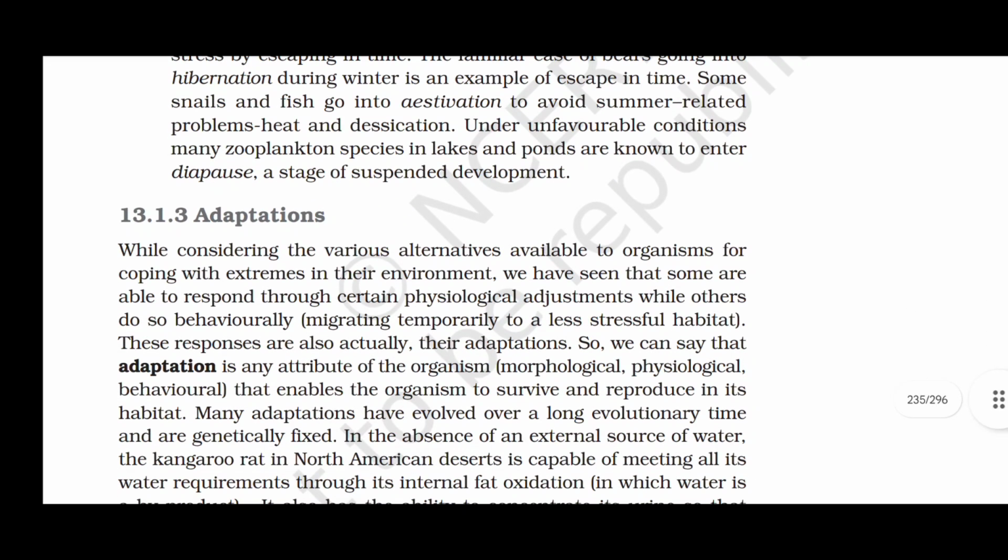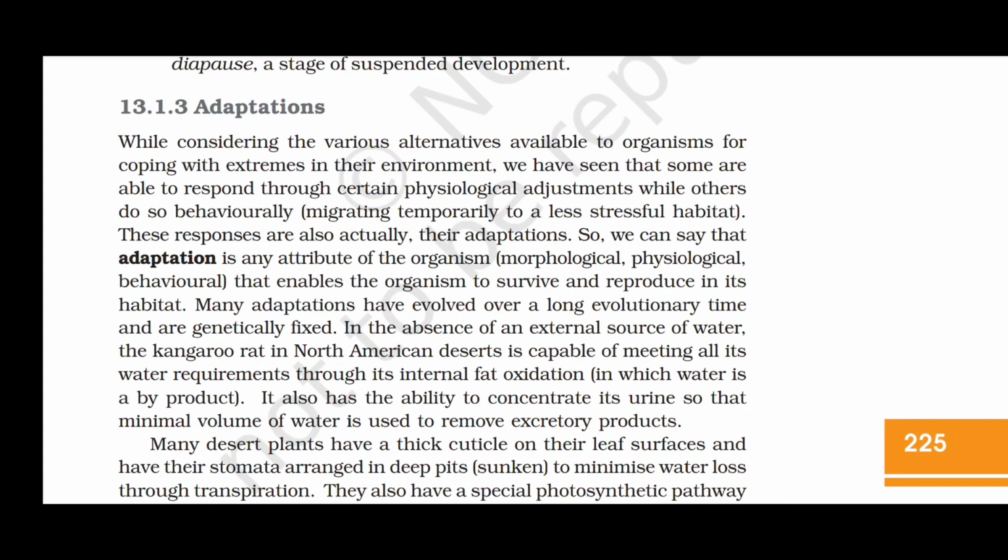Adaptations. While considering the various alternatives available to organisms for coping with extremes in their environment, we have seen that some are able to respond through certain physiological adjustments, while others do so behaviorally, migrating temporarily to a less stressful habitat. These responses are actually their adaptations. So, we can say that adaptation is an attribute of the organism, morphological, physiological, or behavioral, that enables the organism to survive and reproduce in its habitat.